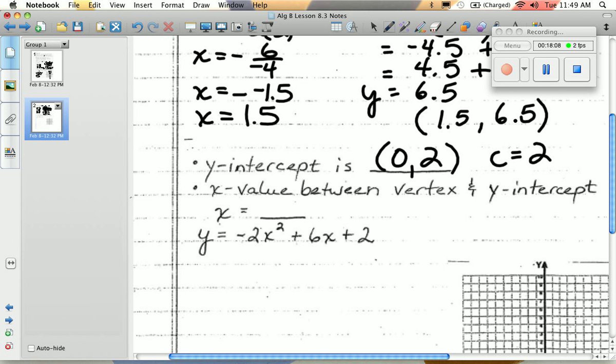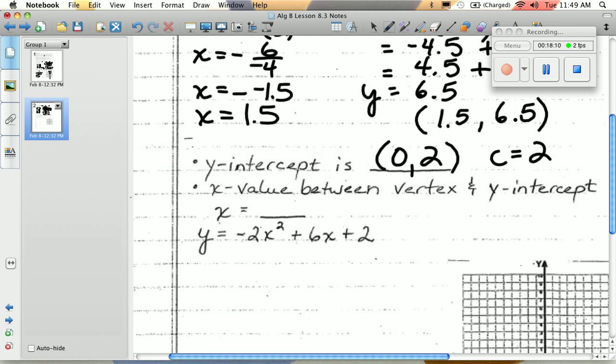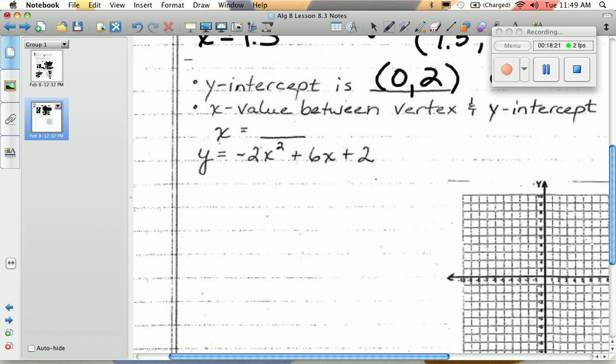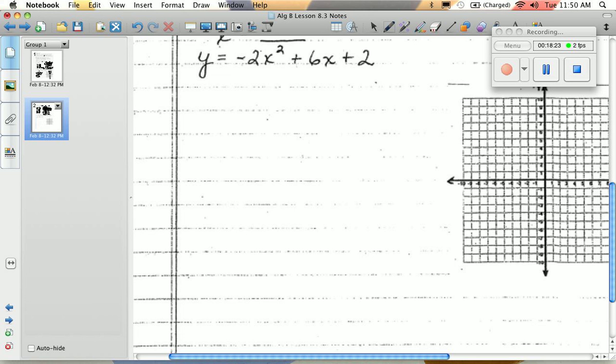Okay, let's graph those points right now so we can make a decision about what we want our next x value to be. So let's graph the vertex, the y-intercept, and its symmetrical point. We're going to graph (1.5, 6.5), is it, you guys? Yeah. Okay. So it's going to be right in the middle of the white box. That's our vertex.